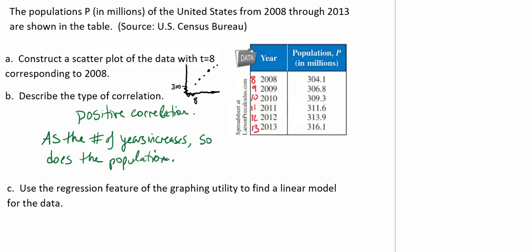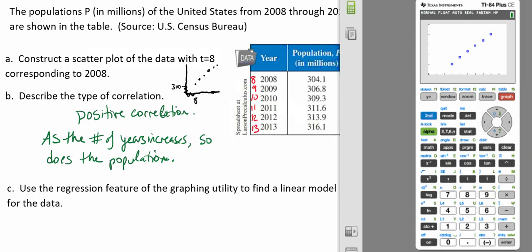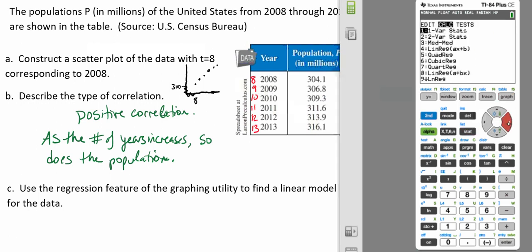Next, it's asking us to use the regression feature on the graphing utility to find a linear model for our data. So we're going to need our calculator again. And we're going to use our stat again. So we're going to go to stat, arrow over to calculate, and we're going to calculate our regression line. So linear regression, where we have, number 4, our ax plus b. That's like mx plus b, right? So option number 4. And then we're going to use our first two lists, and we're going to ask it to calculate, and it's going to give us our m and our b.